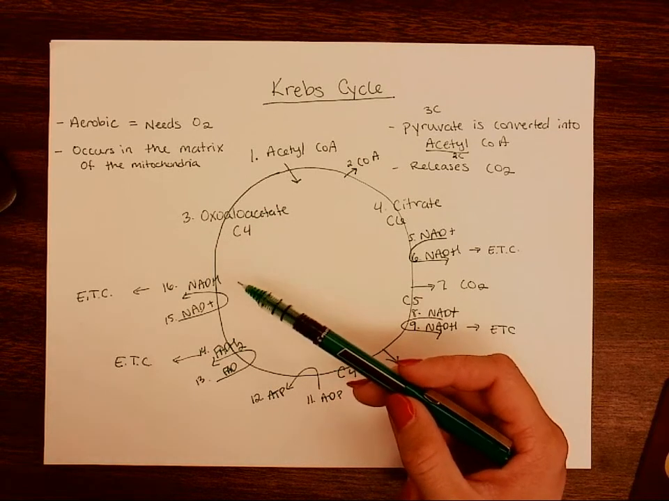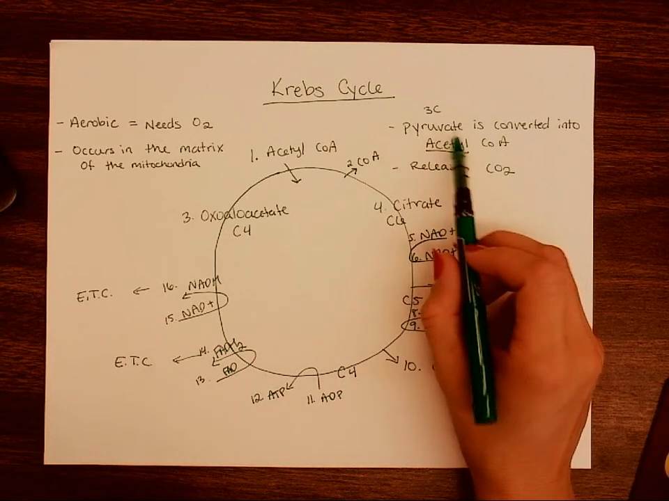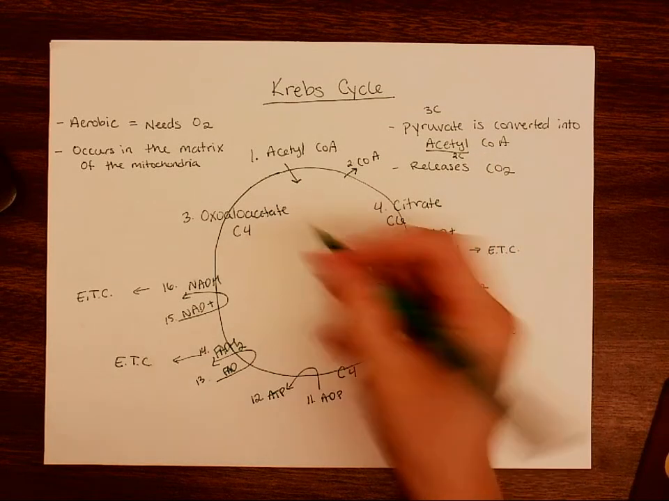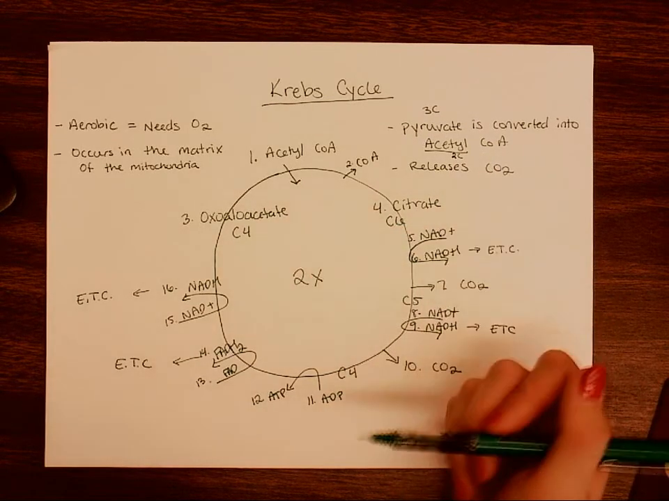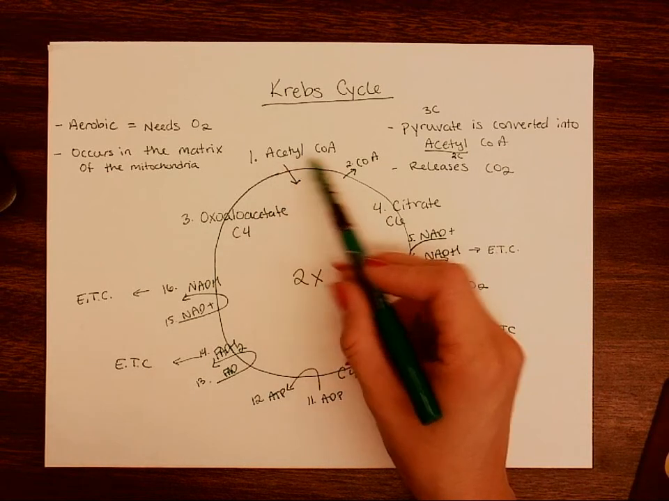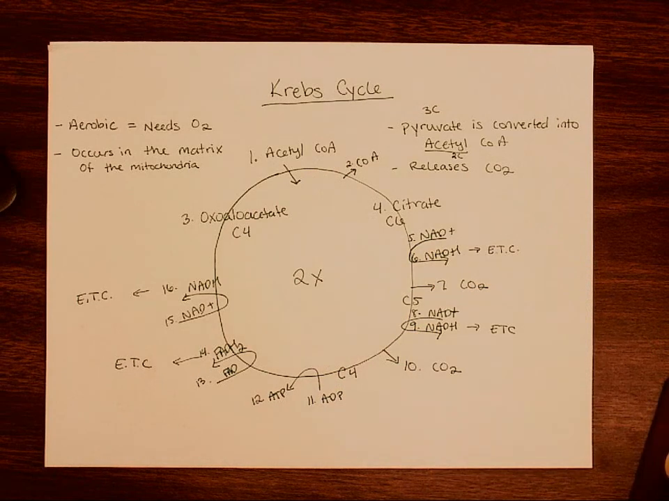Because glycolysis makes 2 pyruvates at the end, and these 2 pyruvates are converted into 2 acetyl-CoA, the Krebs cycle is going to take place twice for every glucose. So 2 times for each acetyl-CoA that is going to be generated. And that's our Krebs cycle.